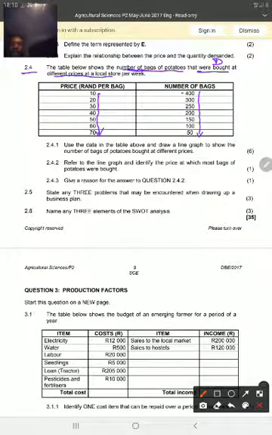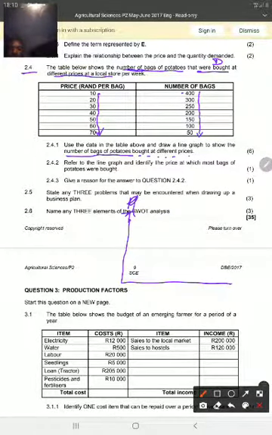Use the data in the table above to draw a line graph to show the number of bags of potatoes bought at different prices. So you can see that it's the number of bags and price. But okay, it's easy here, guys. When you draw this graph, you know that price is always on the y-axis. Price, this is the y-axis. So price, and number or quantities on the x-axis, né?